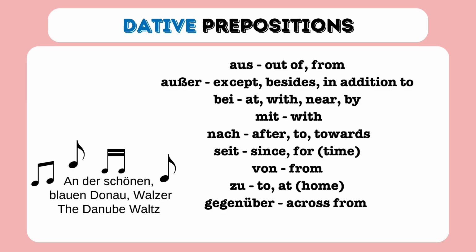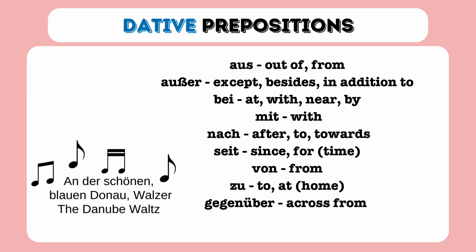These are little words that we put in front of nouns or pronouns. Again, that's what prepositions are. There are 9 of them on our list for today. We have aus, außer, bei, mit, nach, seit, von, zu, and gegenüber.